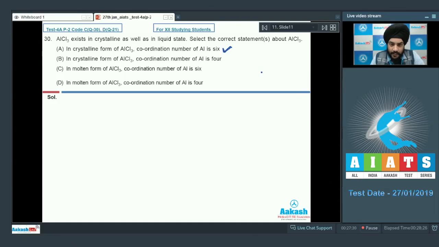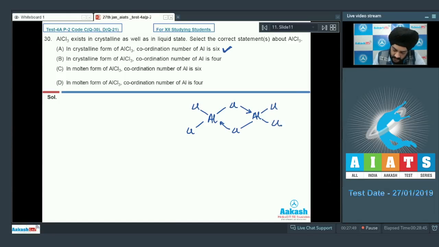And if you look at the molten form of AlCl3, it exists as a dimer. So the Al is going to have a coordination number of 4, as can be seen from the dimeric structure. Okay. So out of option C and option D, we have to select option D as correct, whereas option B and option C will be incorrect. Students, for this question, we have to select option A and option D as the correct answer.